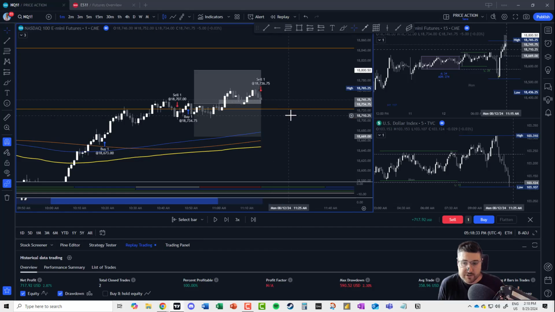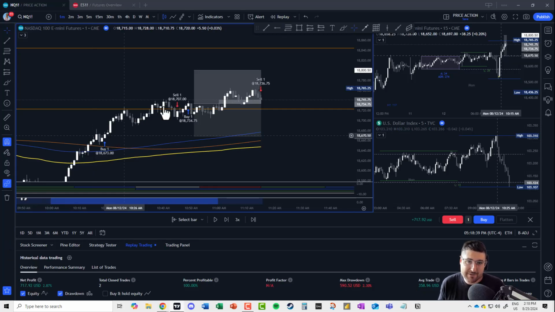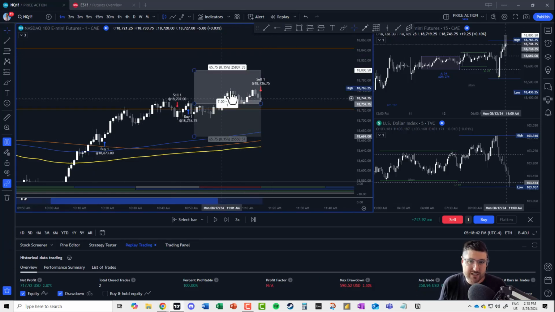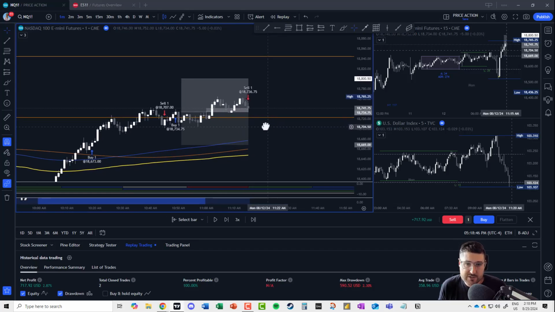I'm perfectly okay with this, right? Like we're up $717. It's okay. Even if this plays out and I could have held one trade all the way up, it's fine. I'm mentally okay, and that's what makes this a great strategy for me.